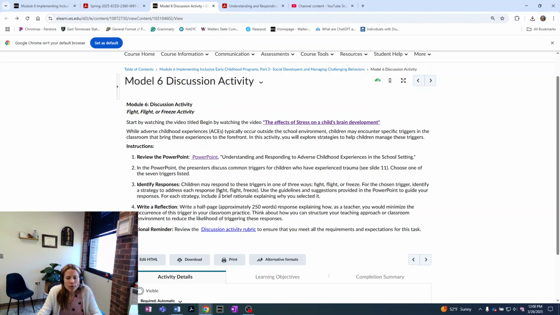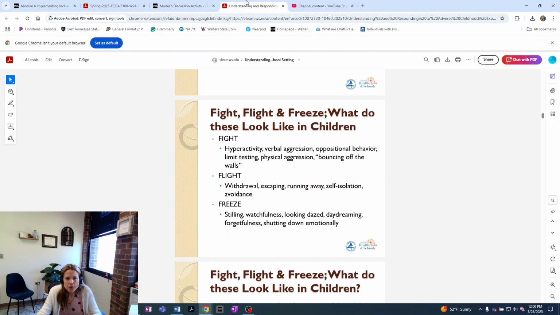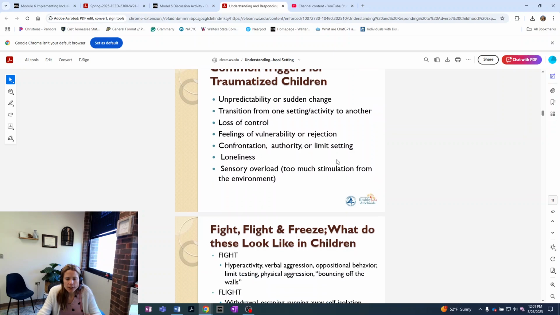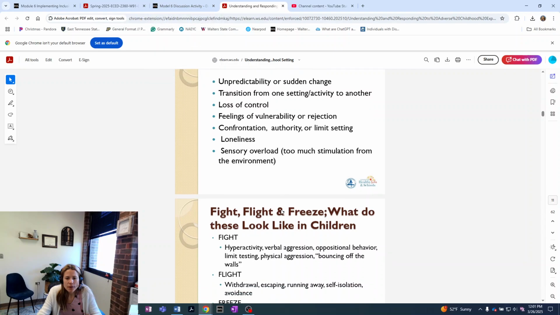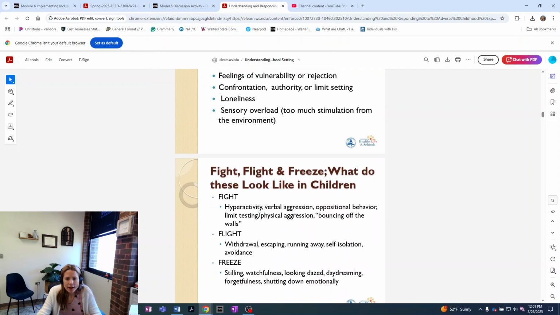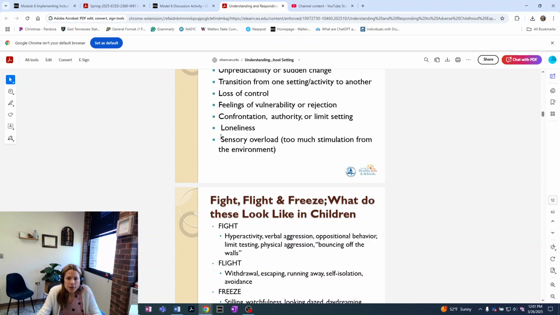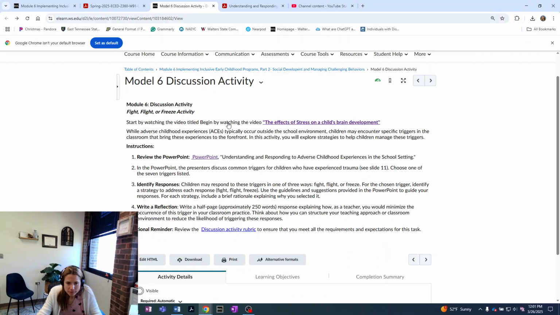So remember, when you are going through that trigger, so say you chose confrontation, authority, or limit setting, right? Then you would say, okay, in fight, how would I help the student work through that confrontation, authority, or limit setting? Then I would also write a strategy for flight, because you don't know what they'll do. So then having a strategy for flight based on confrontation, authority, or limit setting, and then one on freeze as well. So you're going to have 3 strategies for whichever trigger that you picked.